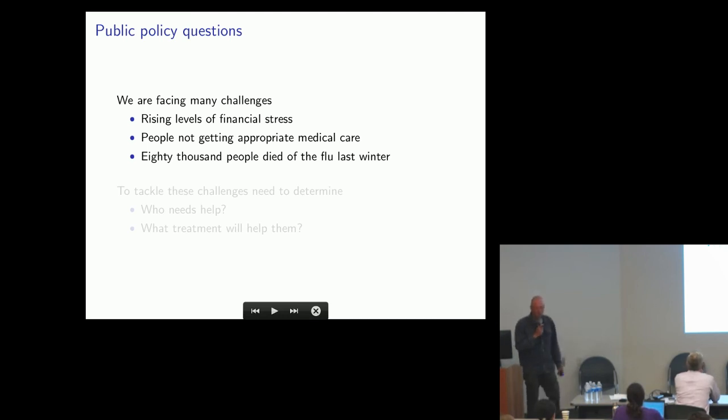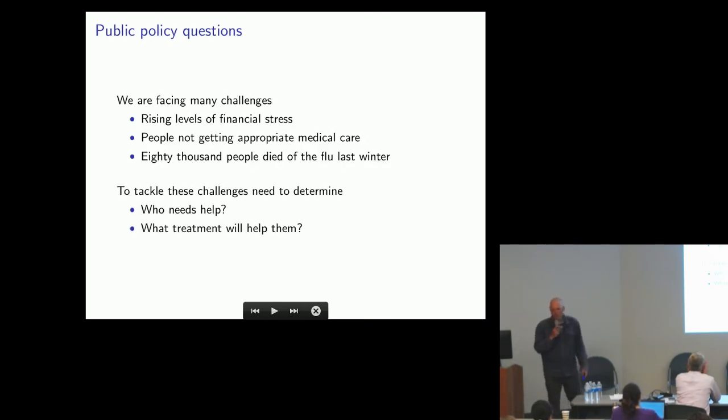Some of them were mentioned in the prior speaker's presentation. A lot of people are under tremendous financial stress. Almost half the population lives paycheck to paycheck. We also have many people reporting that they're not getting adequate medical care because they can't afford it. If you look at people ages 50 to 65, almost 20% of them report foregoing some sort of medical care in the prior year just due to its unaffordability. 80,000 people died of the flu last winter, and that's a vaccine preventable disease.